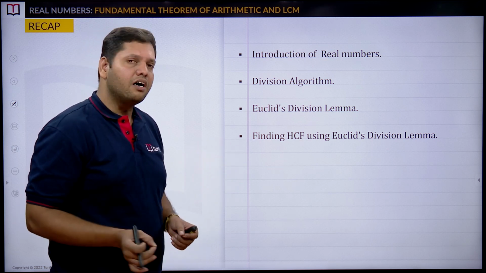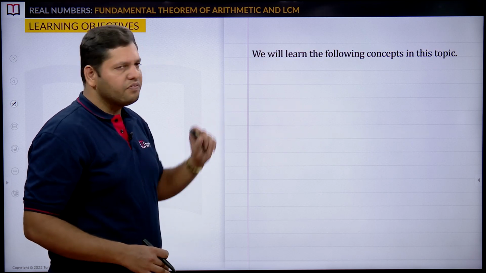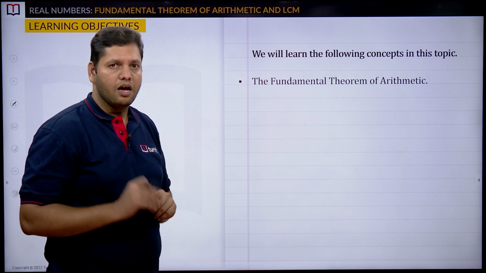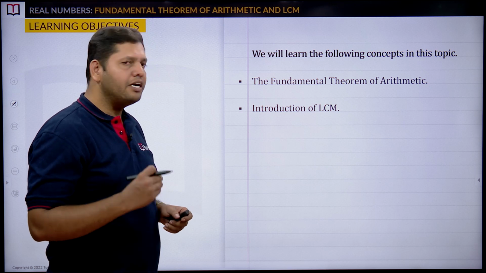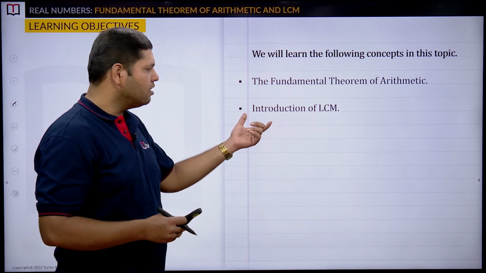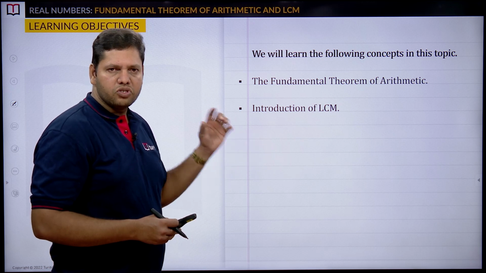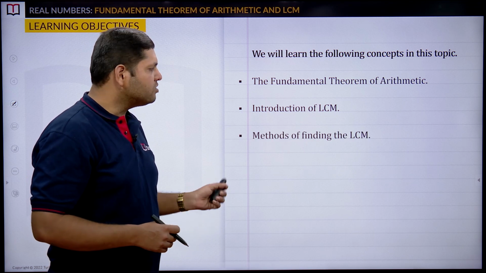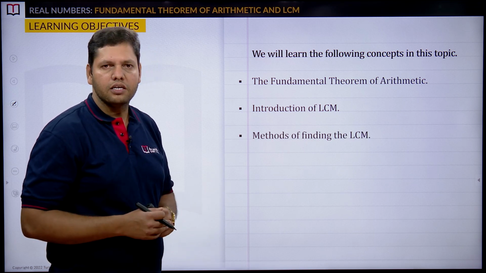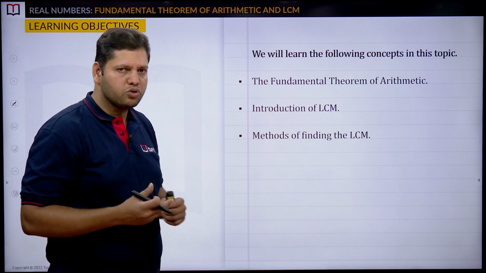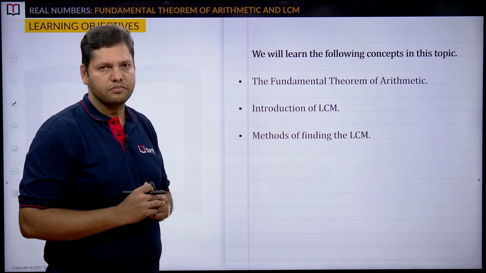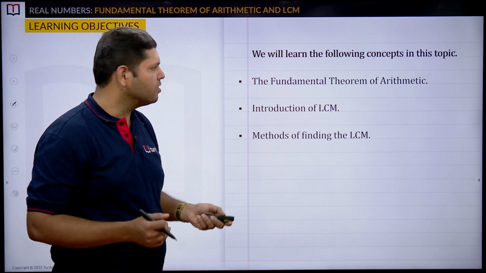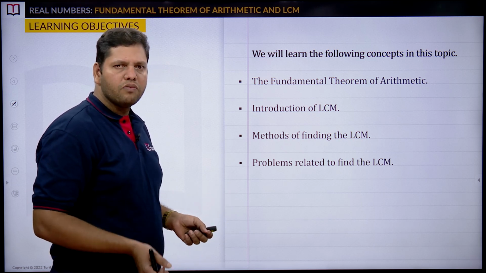But in today's class, what are we learning? The first thing is the fundamental theorem of arithmetic. That is the first point. And the second one, introduction of LCM. Children, you already learned this in previous classes, but you are still learning a little more information regarding this LCM, and the methods of finding the LCM, like how many methods we generally have to find the LCM of two or more numbers. So those things we are going to learn in today's class. These are the learning objectives of today's class, and some problems related to finding the LCM.